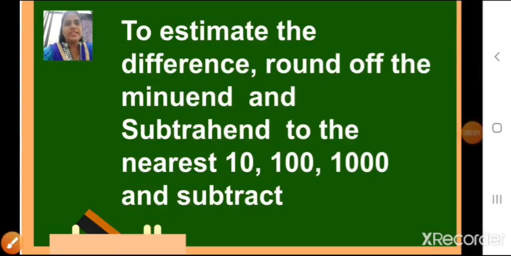To estimate the difference, we have to round off the minuend and subtrahend to the nearest 10, 100 and 1000, and then we have to subtract. So first, whatever numbers are given, the minuend and the subtrahend, we have to round off the number to its nearest 10, 100 or 1000, and then we have to subtract. With this we will get the estimated value.